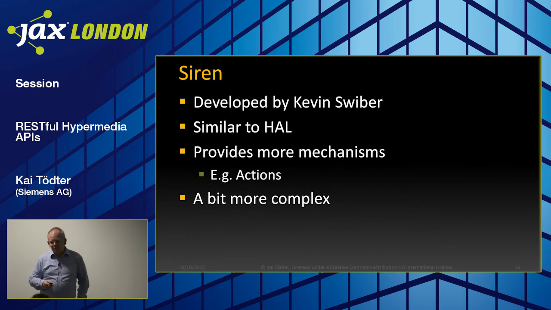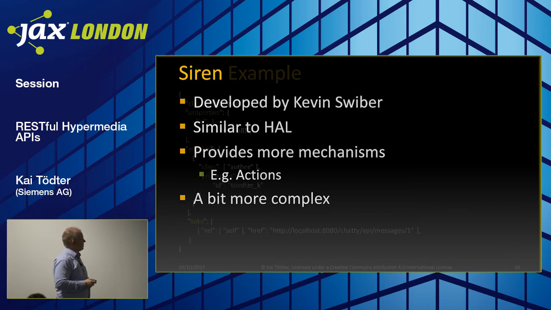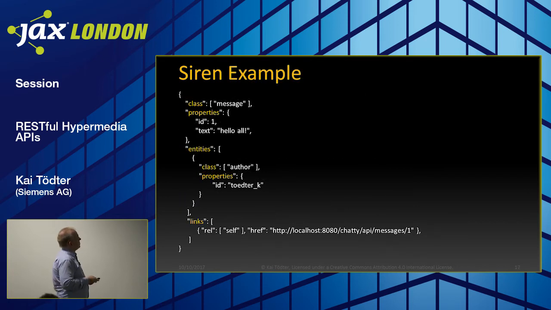Okay, another popular representation is Siren by Kevin Swiber. It's very similar to HAL, and it provides more mechanisms. And of course, everything comes with a cost. So since it provides more semantics, it's also a little bit more complex. But the idea is very similar. So the same JSON data enhanced with the Siren syntax would look like this.